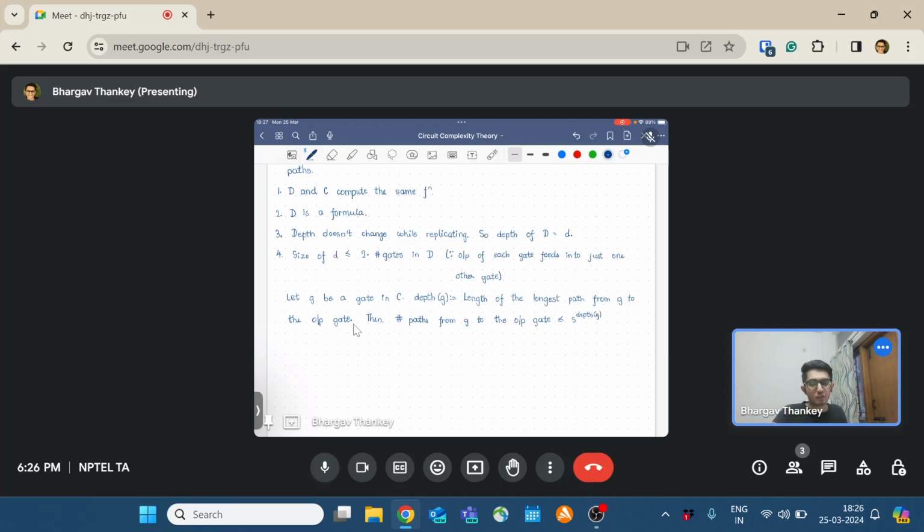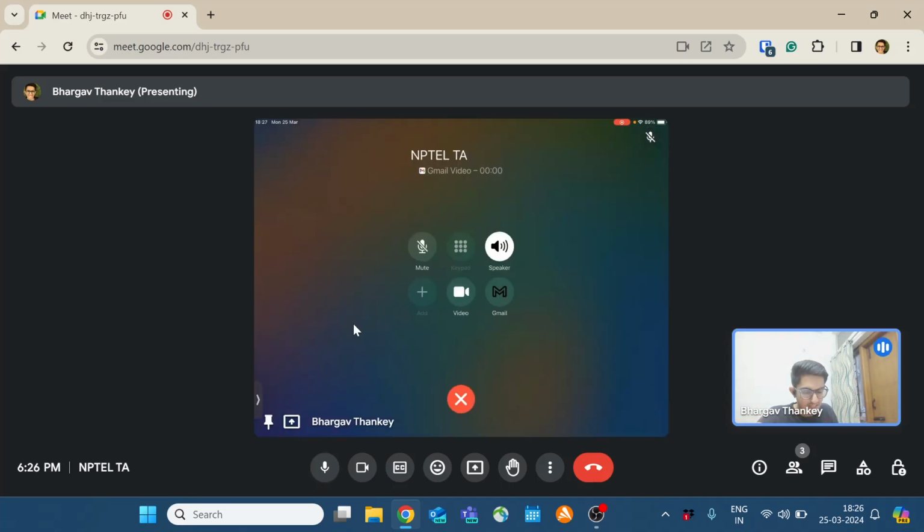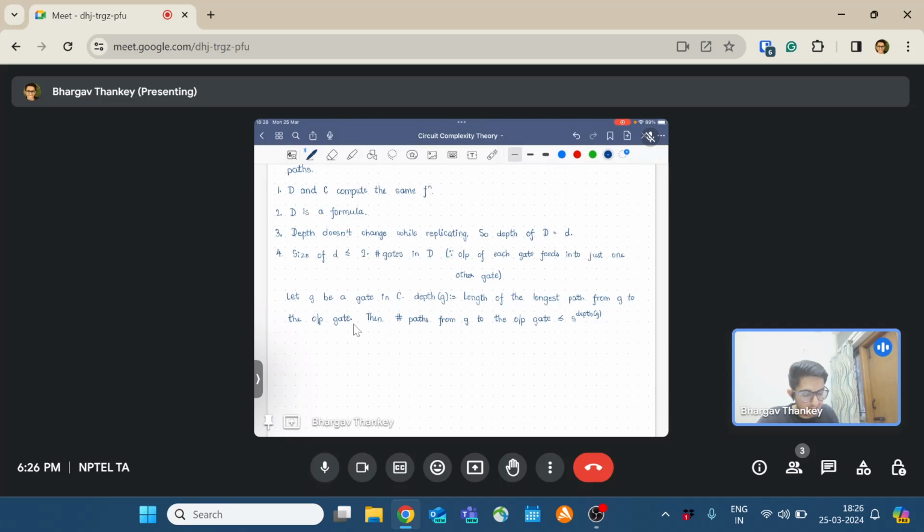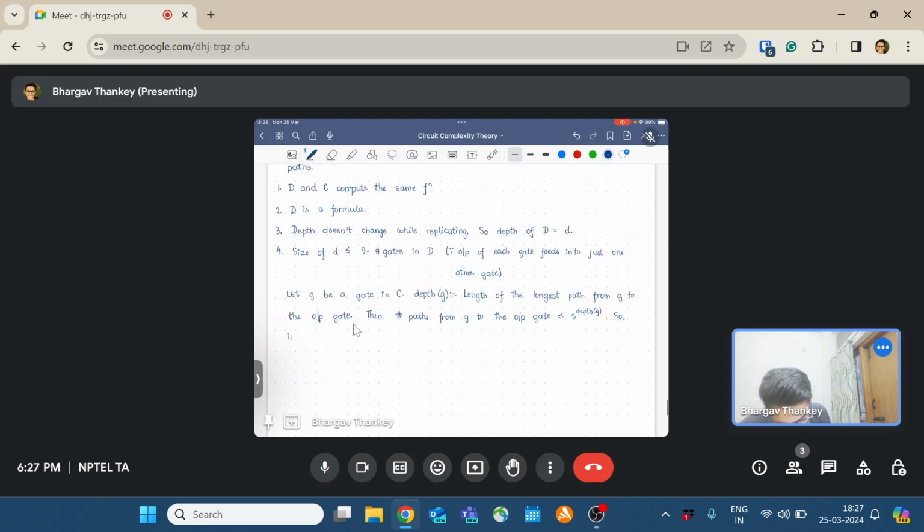Why? Because we know that the size of C is at most S. So how many gates can G be directly connected to? Look at any path from G to the output gate, and let's say the nodes on that path are V1, V2, V3, and so on, right? V1 is the one directly connected to G. How many possibilities are there for V1? S. How many possibilities are there for V2? S, and so on, all the way up to V depth G, right? So the number of paths is at most S times S to the depth G.